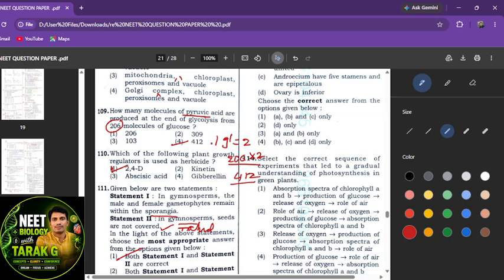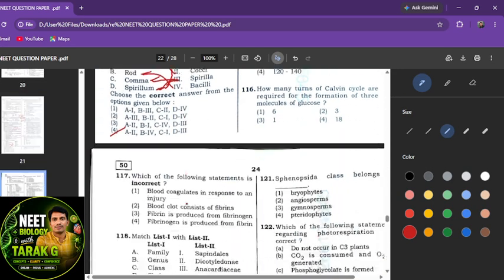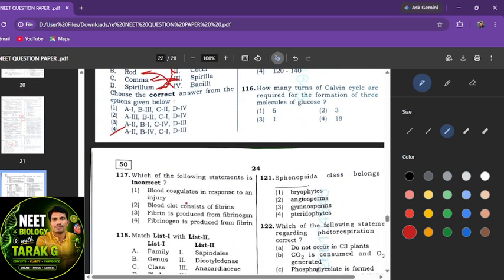Once again, 1 glucose molecule gives 2 pyruvic acids in the starting. Now 206 are involved. Then what happened? 206 into 2 is equal to 412. That's the correct answer. Right? We'll go for the next question which we stopped previously.